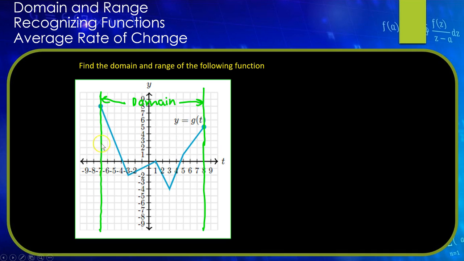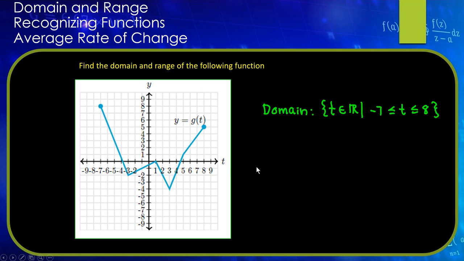And as you can see, this line goes through -7. This line goes through 8. So the domain here would be all real numbers such that t is between -7 and 8. As far as the range goes, much the same way, we're looking for the y values, because the y is usually considered to be a function of whatever my input value was. So I want to see where the y coordinates end up being. So I'm looking for the highest point and the lowest point.